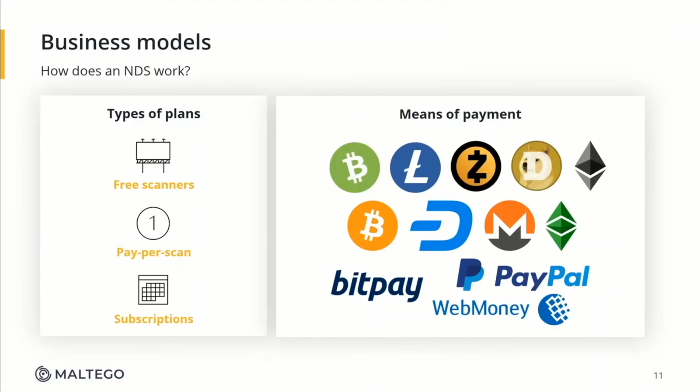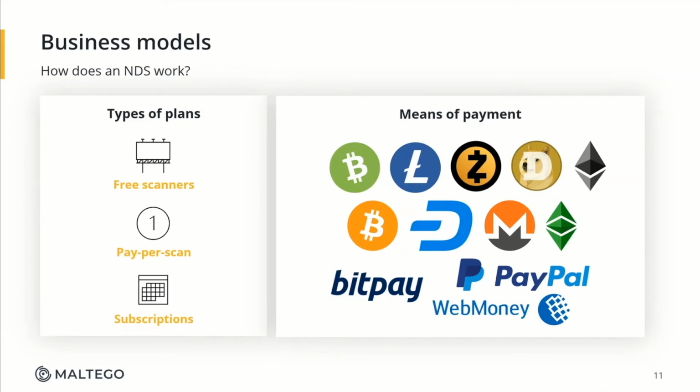So what are the business models used by NDSs? Basically, you have three types of plan. The free scanners that offer static scans only seem to make money on ads. Then you have the pay-per-scan scanners that offer both types of scan, dynamic and static, although there is a big price difference between them. Static scans are going to be around 10 cents, while dynamic scans are going to be around $3. This huge price difference is explained by the difficulty of running a dynamic scanner.